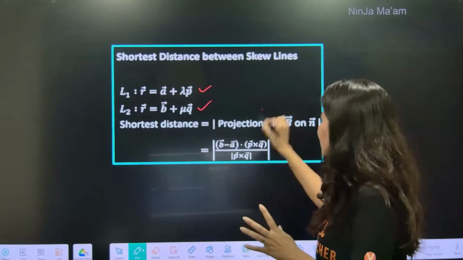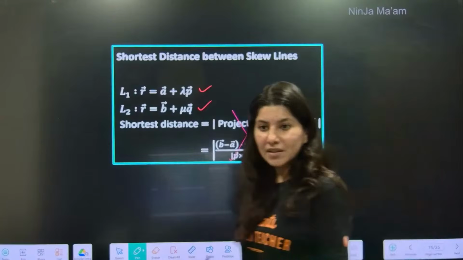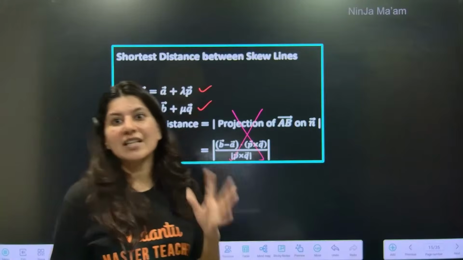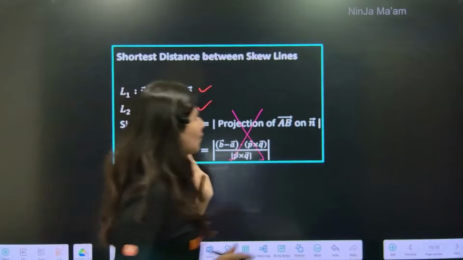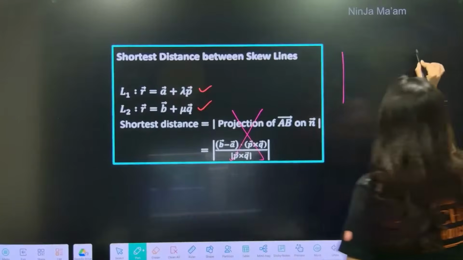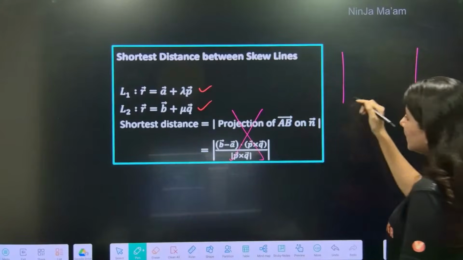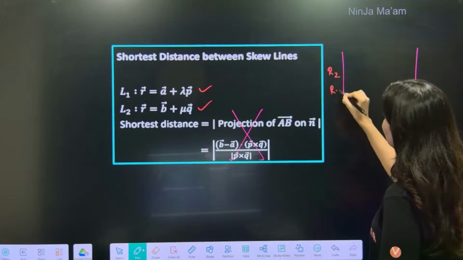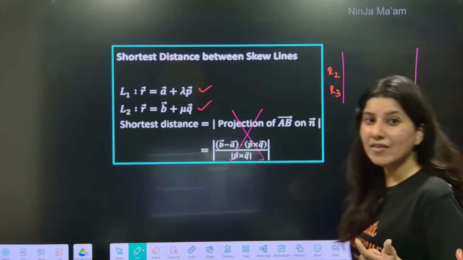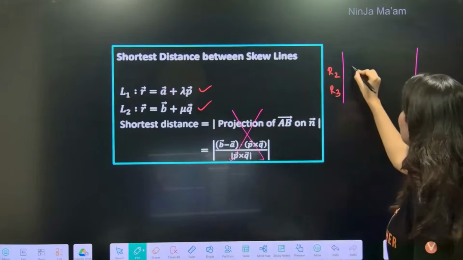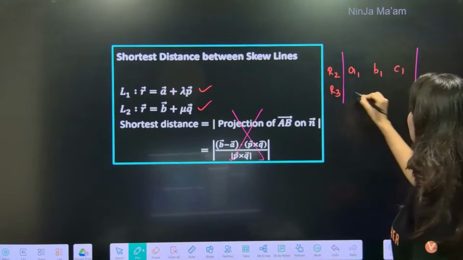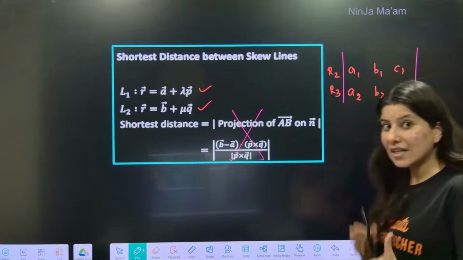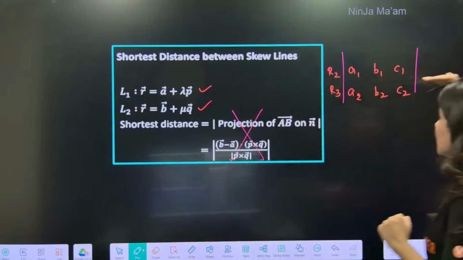See, I don't use this vector method. In fact, in ninja style, you can do this particular question in a very nice manner. Suppose two lines are given to you. What I am going to do is write row number 2 and row number 3. Row 2 will have the direction ratio of line number 1 and row 3 will have the direction ratio of line number 2.